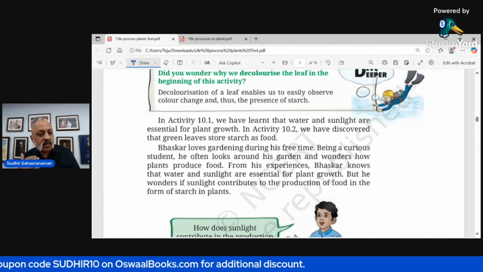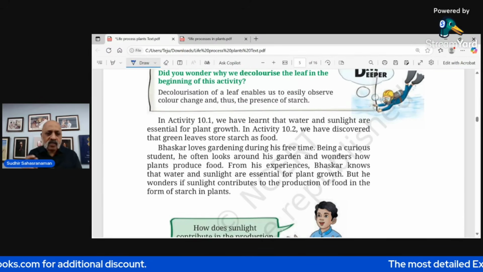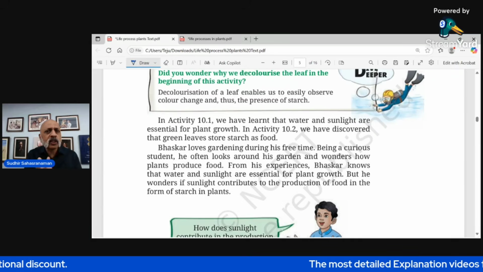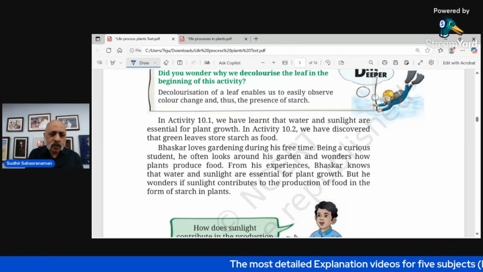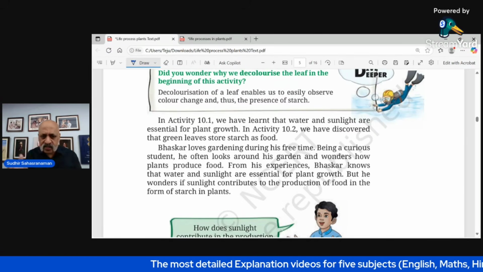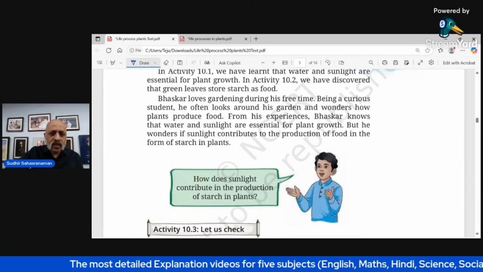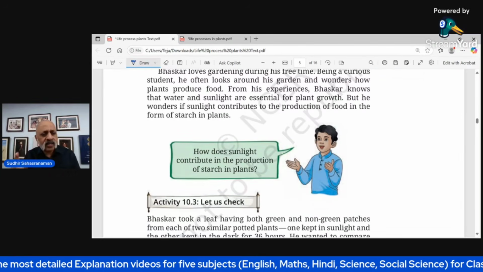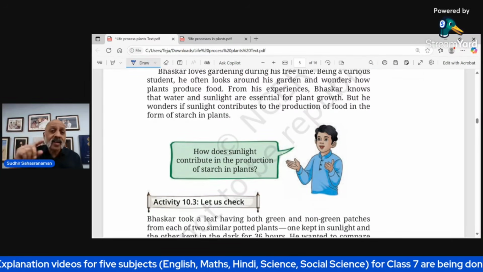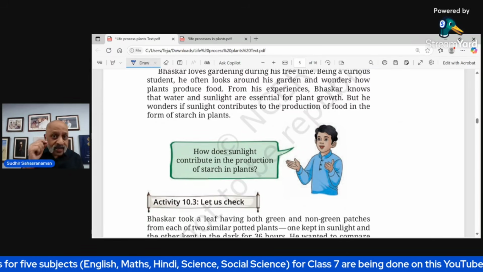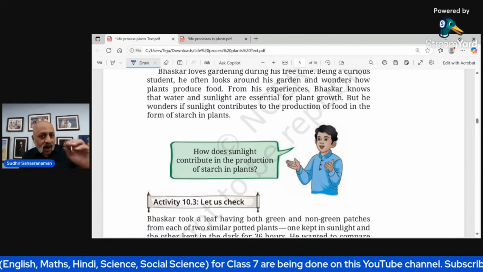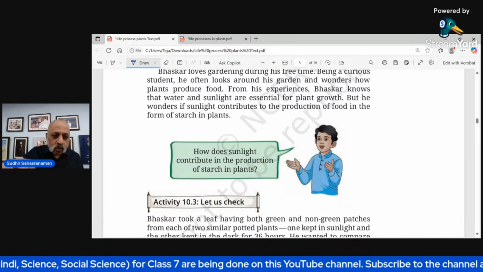Now, Bhaskar loves gardening during his free time, and he looks around his garden and wonders how plants produce food. From his experience, Bhaskar knows that water and sunlight are essential. But how does the sunlight contribute to the production of the food is something which he is not able to understand very clearly. So how does that happen?